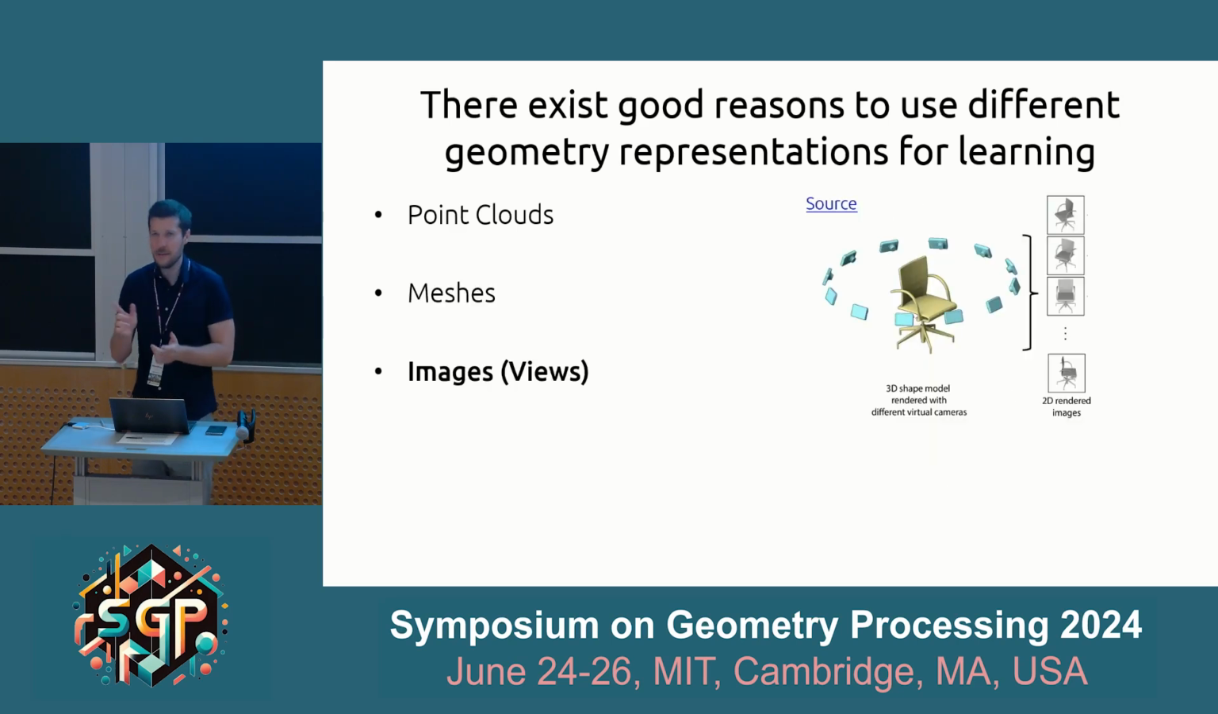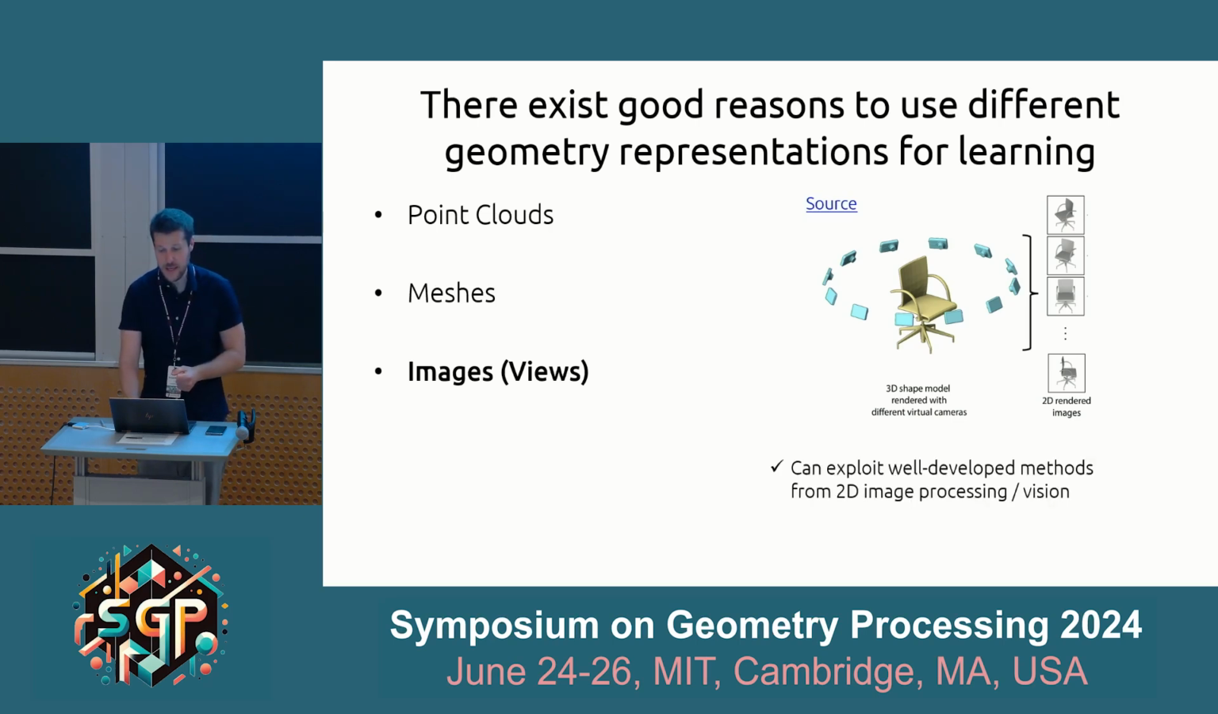Something we actually didn't come up with in that last slide where we were taking notes is images, or multiple views of an object. This is another way that you can represent geometry. The reason why this might be nice is that folks in 2D image processing and computer vision have spent a bunch of time developing neural network methods for processing 2D images. And so we might be able to co-opt a lot of their work to analyze or synthesize 3D shapes.